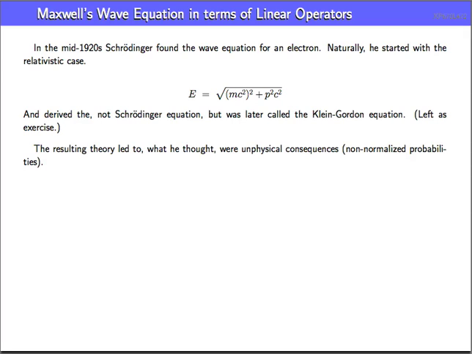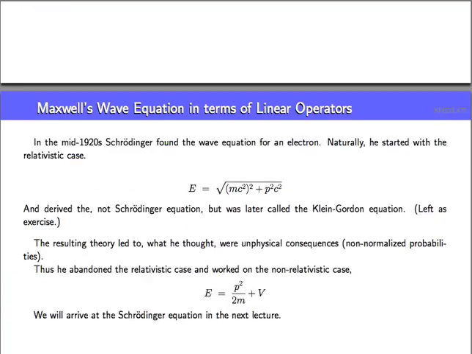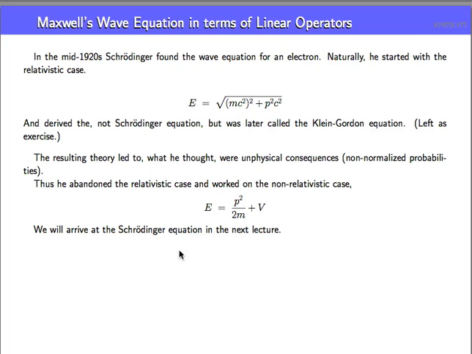He didn't understand that at the time, so he went back and said, okay, let's not look at the relativistic expression. Let's just deal with the classical expression. So he went back to the classical energy, E equals kinetic energy plus potential energy, and derived an equation there. That is what's called the Schrödinger equation, and we will look at that in the next lecture.